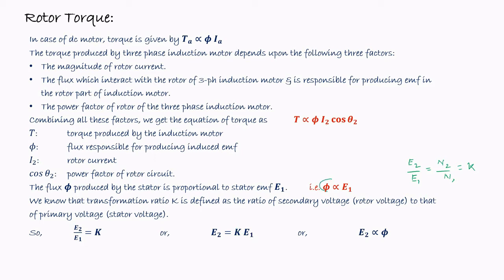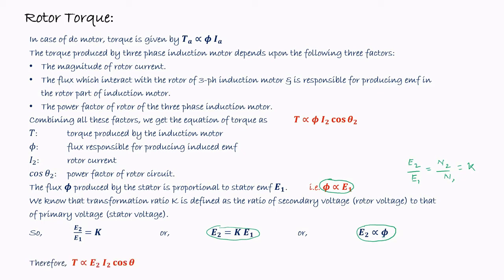Now from these two relations, where phi is proportional to E1 and E2 is equal to K into E1, we can write that the induced EMF in the rotor winding per phase is proportional to the magnetic field which is produced in the stator winding. That is, E2 is proportional to phi. E2 is the induced EMF in the rotor circuit per phase, and phi is the magnetic field produced in the stator winding because of the three-phase power supply.